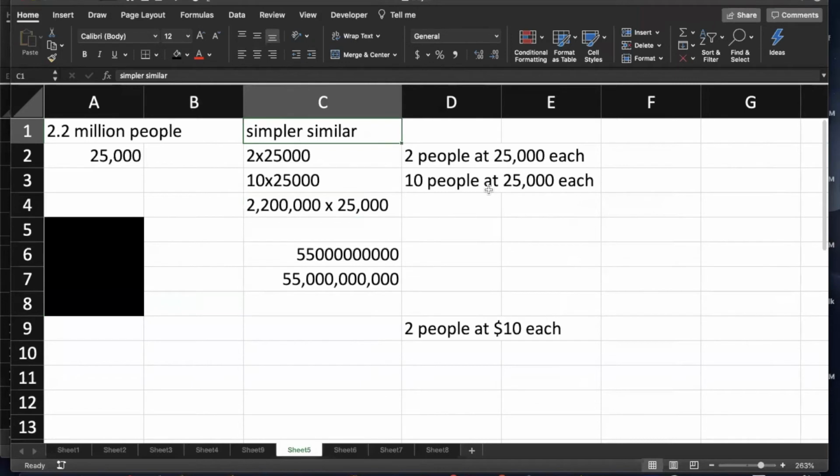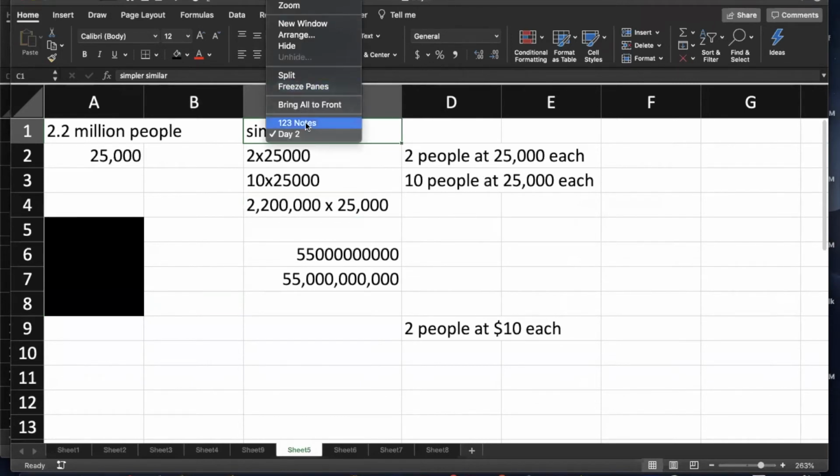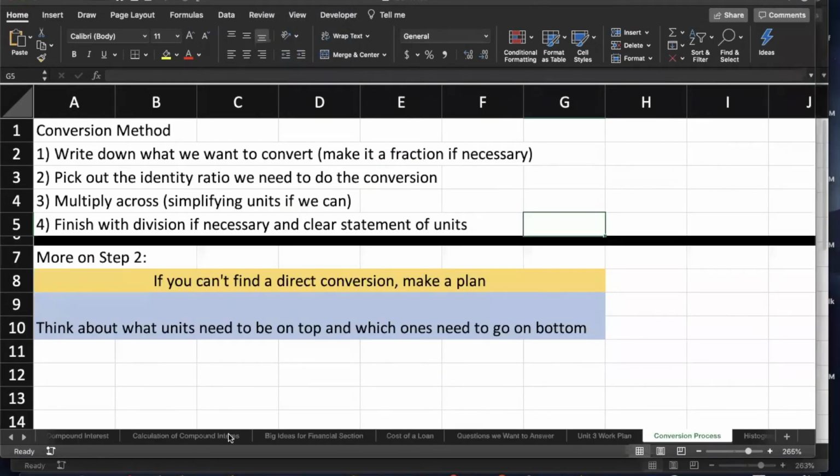So this is a general problem-solving strategy, which basically, let me get back to this tab here.